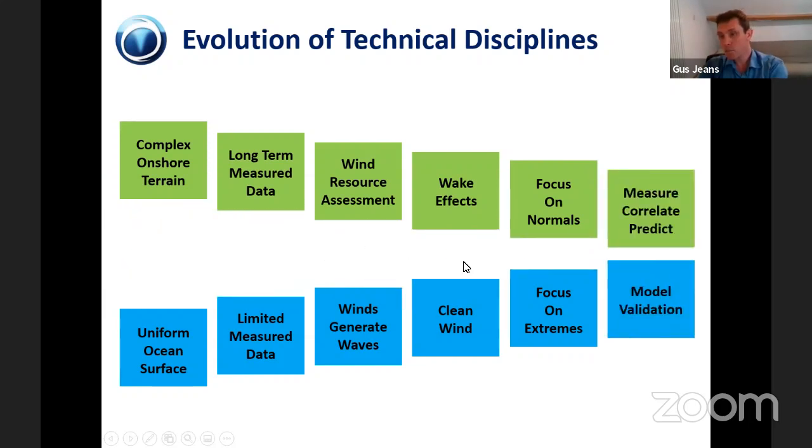And then the last two boxes here, I'll talk about these in a moment. Two particular methods have evolved, which I will argue shortly are essentially the same: the measure, correlate, predict, and wind model validation. I'll talk about those again in a minute. The point of this slide is to try and illustrate that there is some convergence here between these technical disciplines.